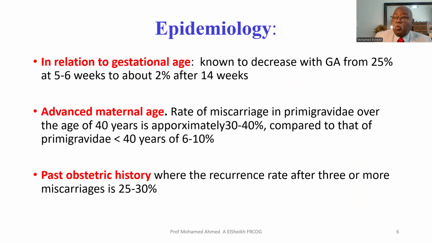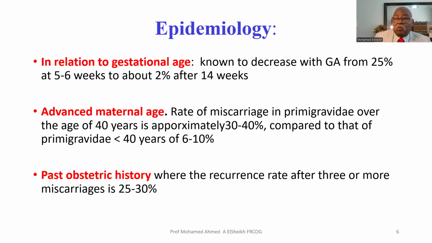We talk about the epidemiology of miscarriage, whether it's related to the gestational age, advanced maternal age, or past obstetric history. If we take the first one, in relation to the gestational age, it is known to decrease with gestational age from 25% at 5 to 6 weeks to about 2% after 14 weeks. That's to say, the more the pregnancy advances, the less the chance for a miscarriage. That's as far as the gestational age.